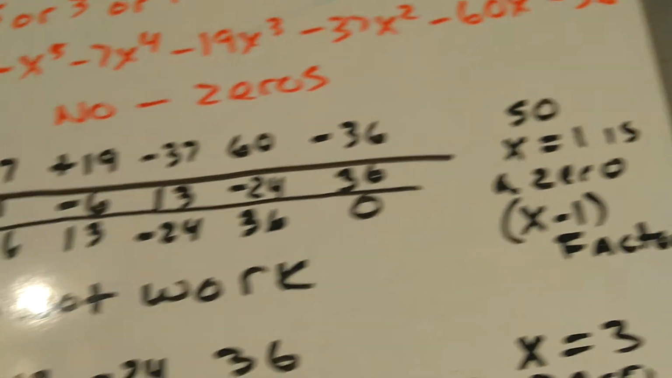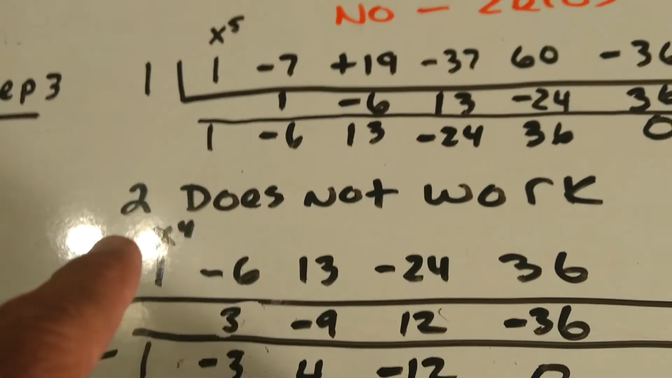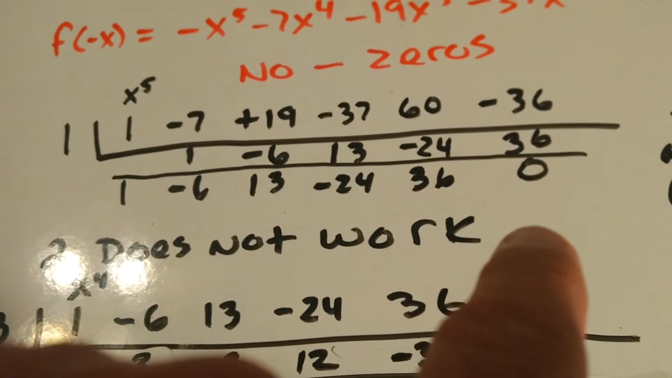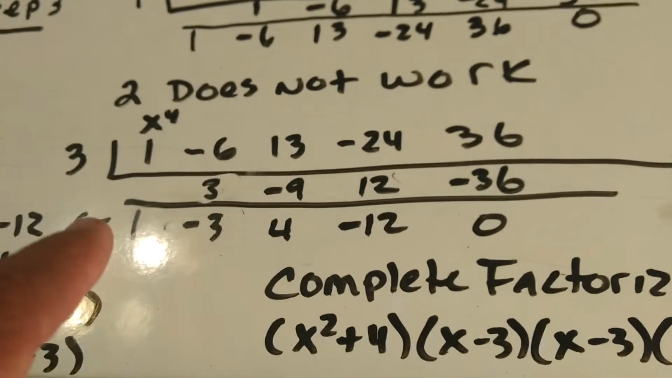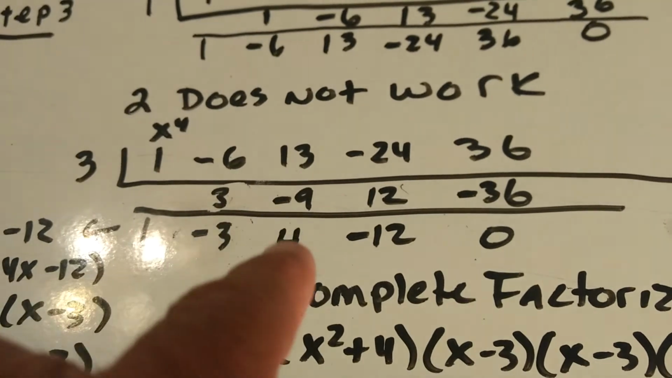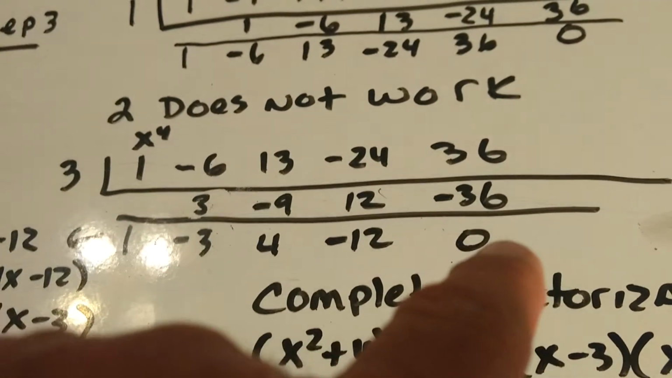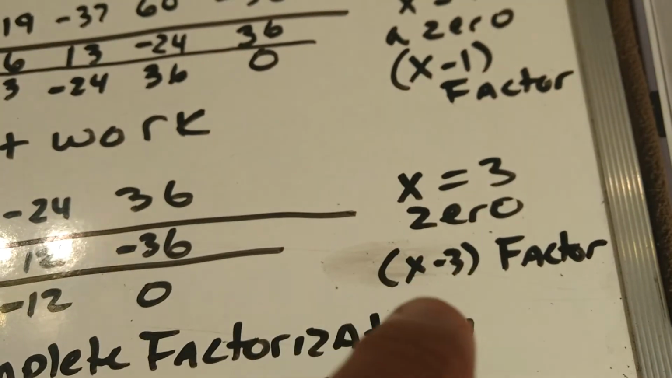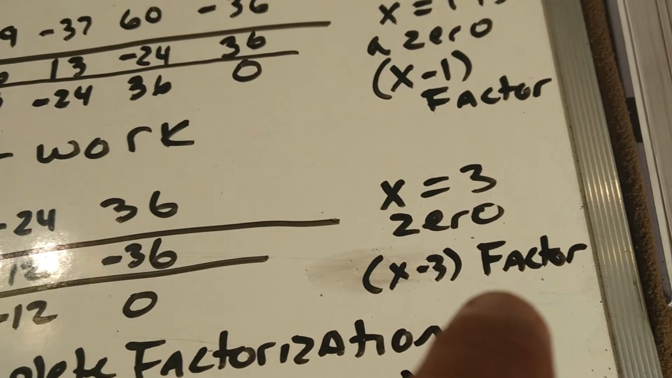Okay? So I tried 2, and 2 didn't work. 2 gave me a remainder, didn't give me 0. So I went to 3. Try on 3, drop the 1, multiply, add, multiply, add, multiply, add, we get 0. So now we find out that x equals 3 is a 0, and that x minus 3 is a factor.